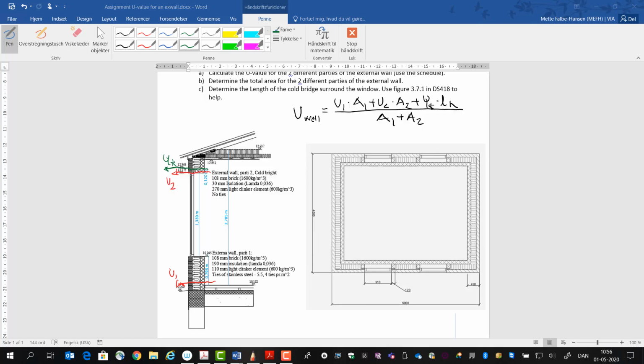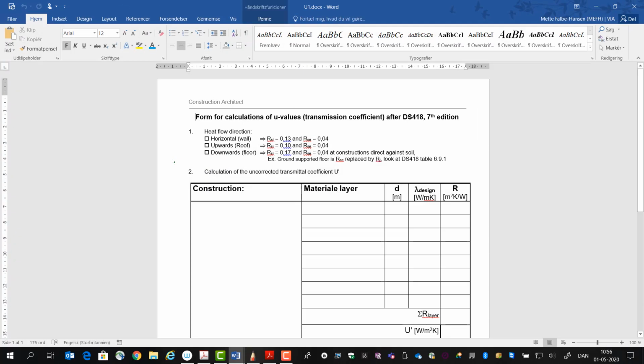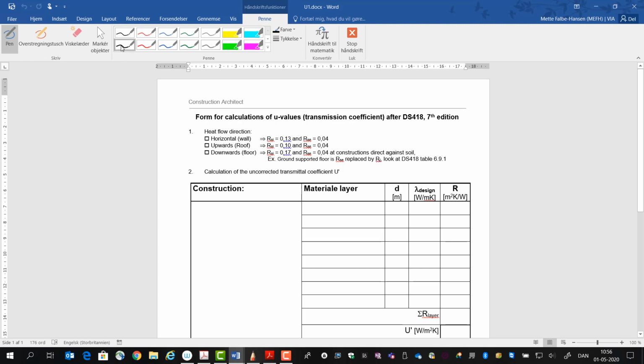So jump to U1 here, and first I want to draw up the construction. I have the brick on the outside, and then I have the light clinker blocks on the inside, and I have the insulation in between. The thicknesses were 110 millimeters, insulation 190, and 108.